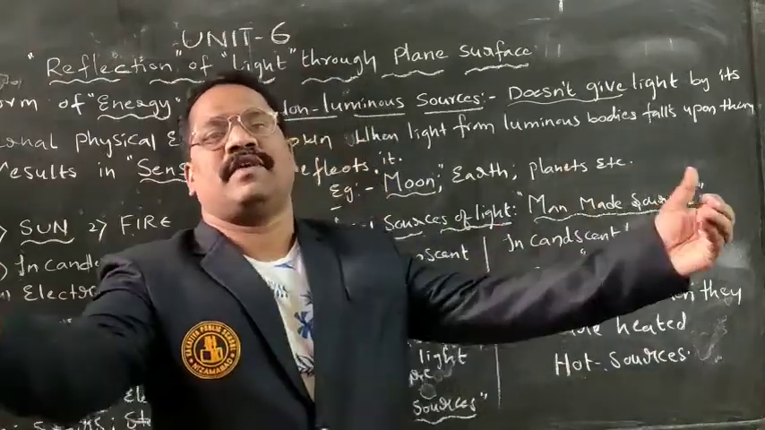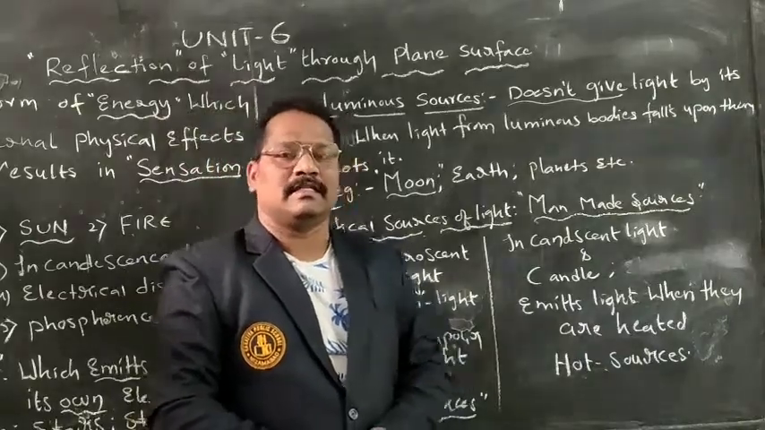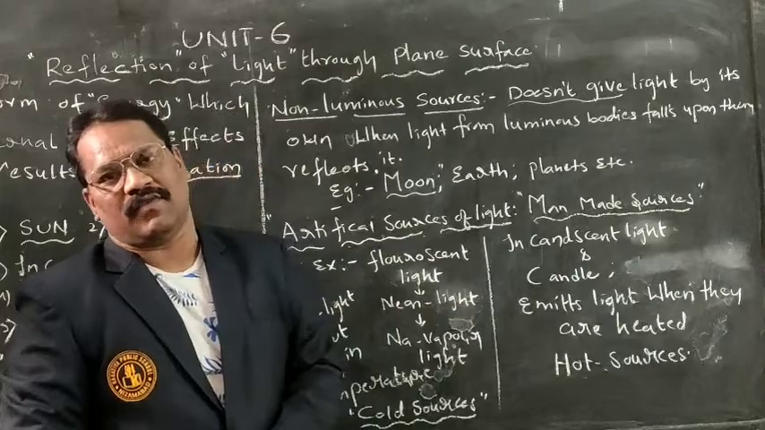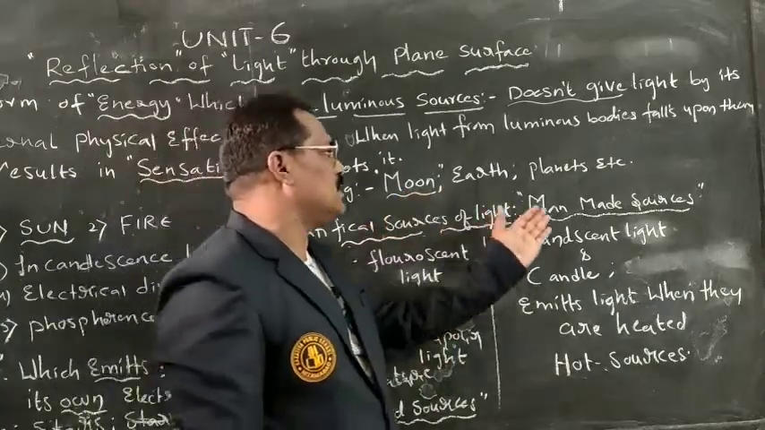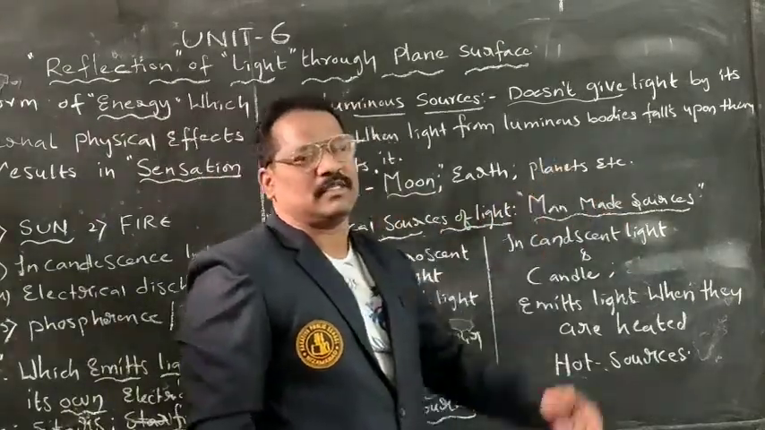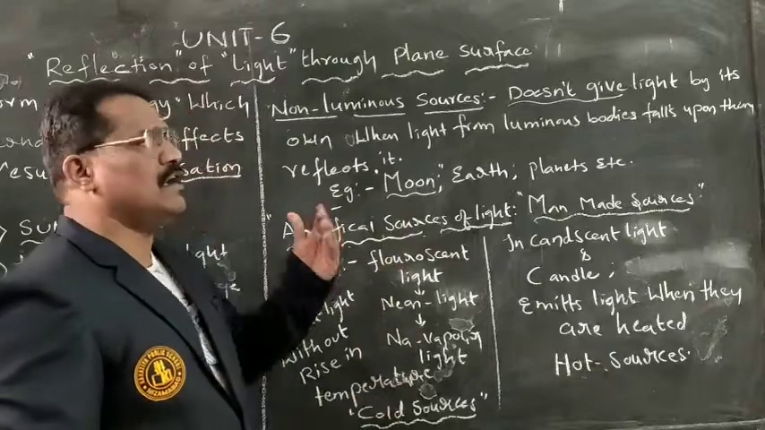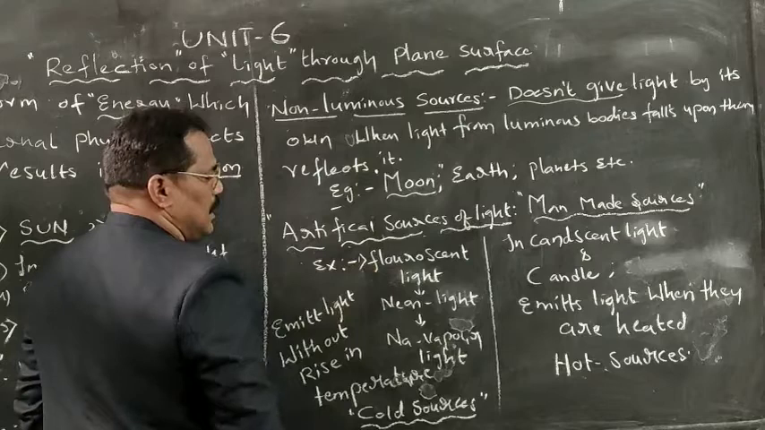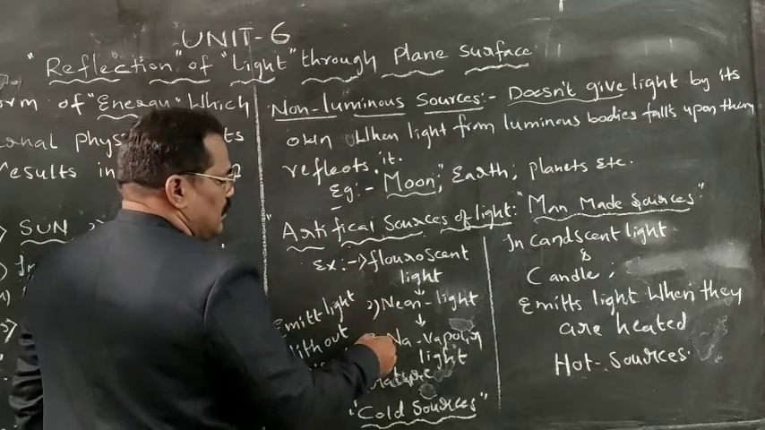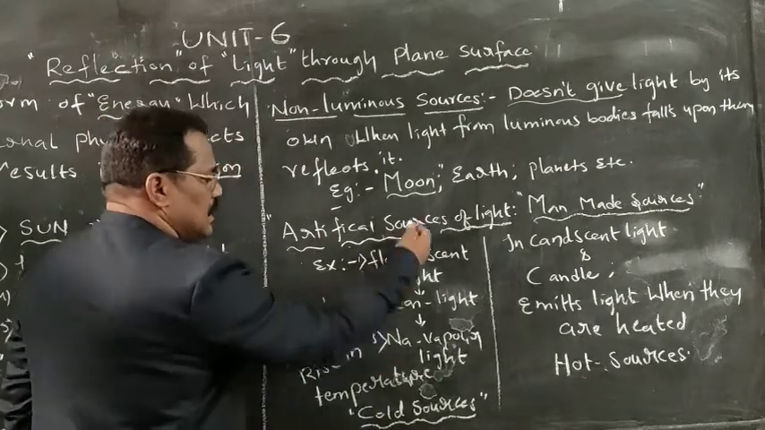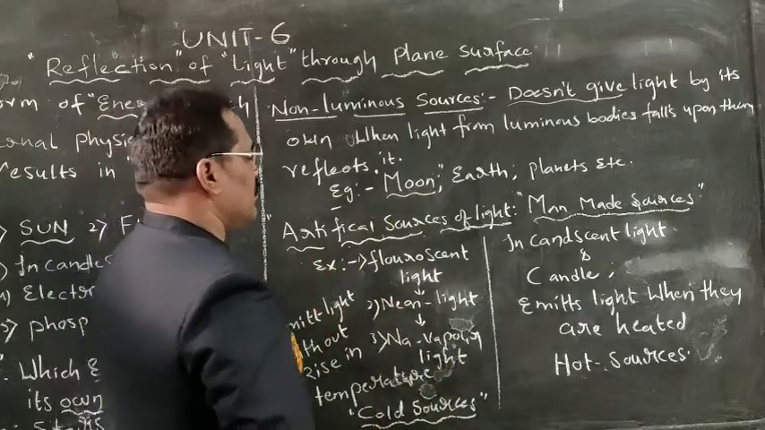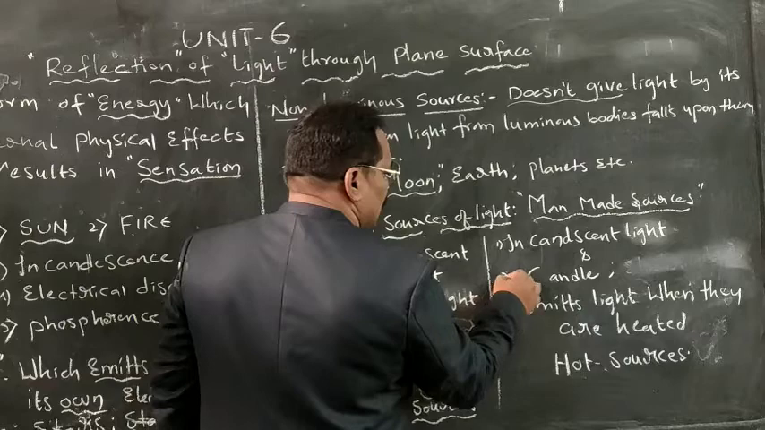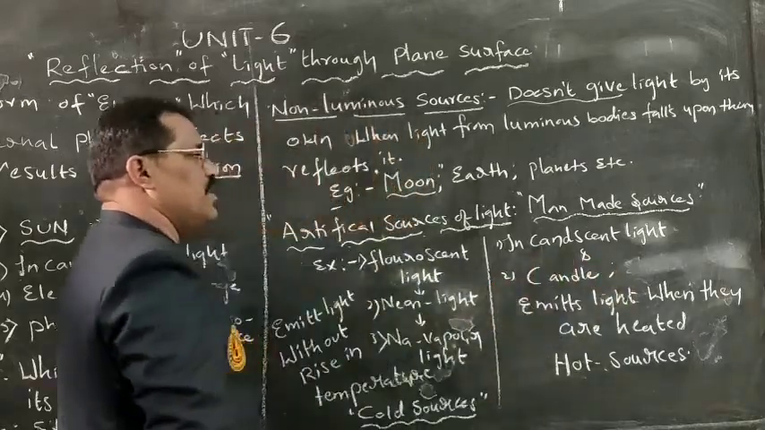So for the daily uses of a person, as there is a need of light for a person to exist, to survive on the surface of the earth, some scientists prepared some artificial sources. Those artificial sources can be called as nothing but what? Man-made sources. Examples of artificial sources: fluorescent light, neon light, sodium vapor light. Similarly, incandescent light and candle are some other examples that we have taken there.